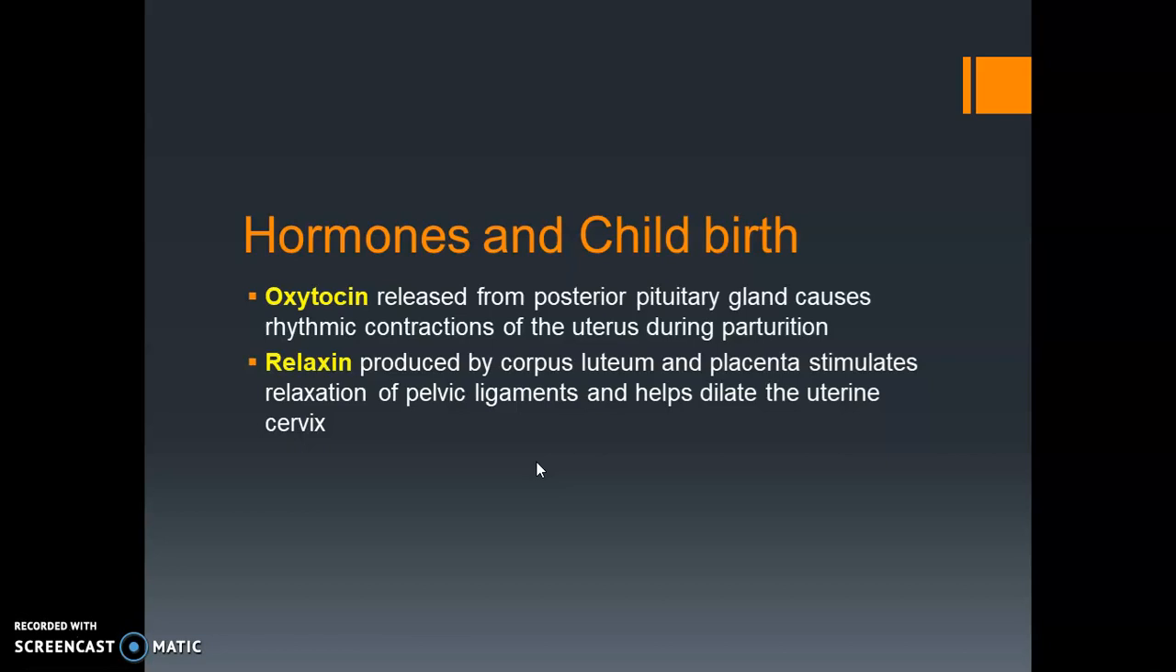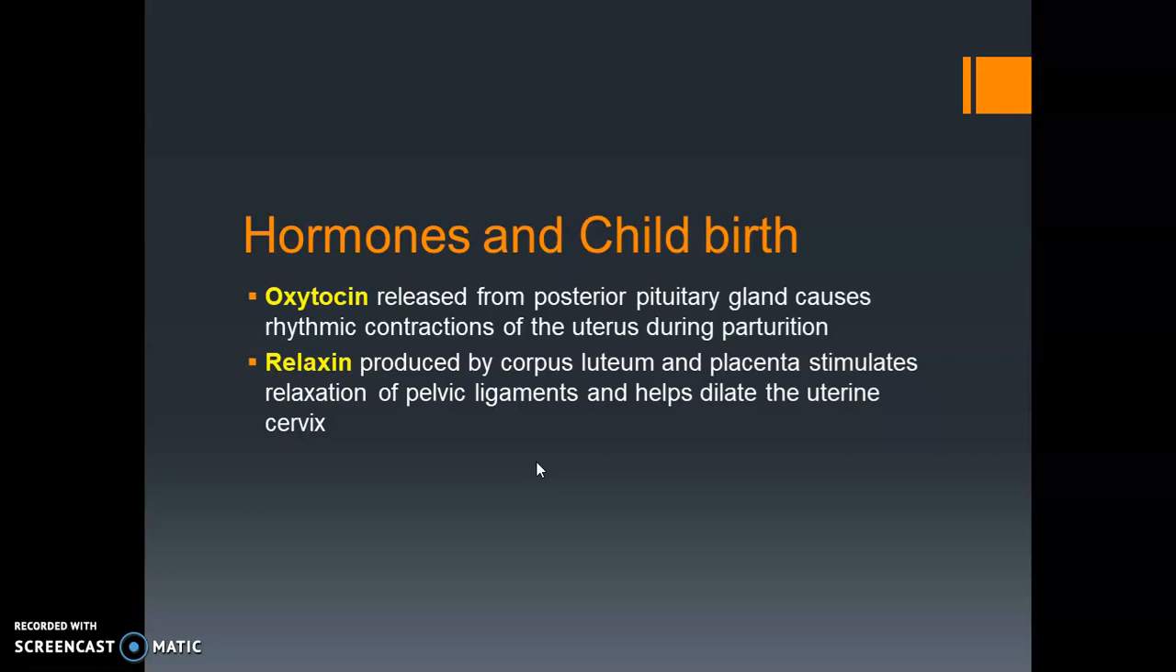Oxytocin is released by the posterior pituitary gland, and this hormone causes the rhythmic contraction of the uterine wall during parturition, that is childbirth. At the end of the gestational period, oxytocin will be released from the posterior pituitary gland, and this hormone is carried by the blood to the uterus, and it causes the rhythmic contraction of the uterine wall.